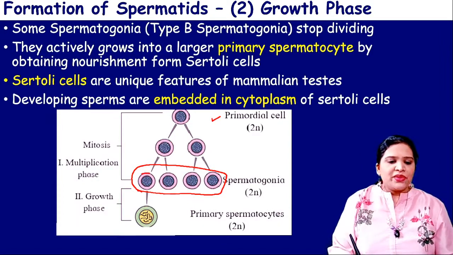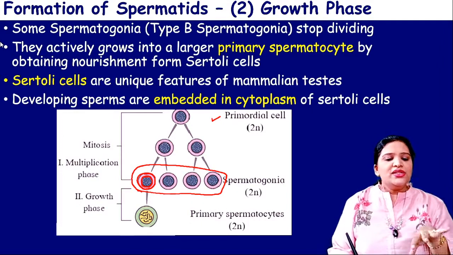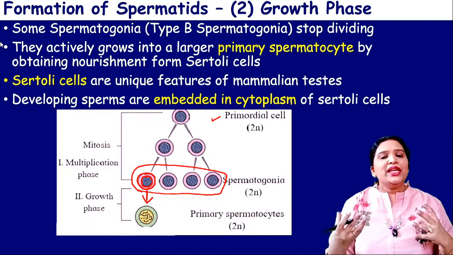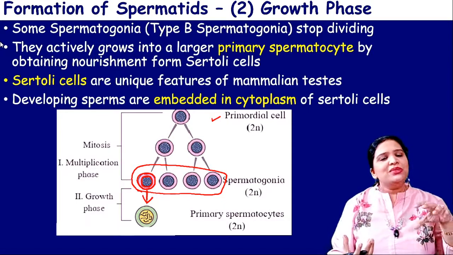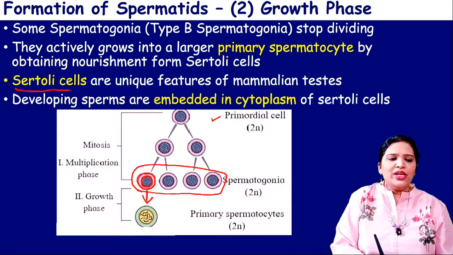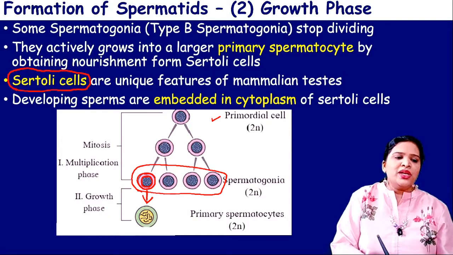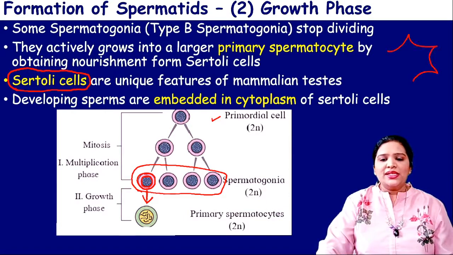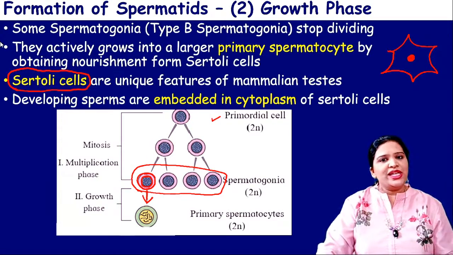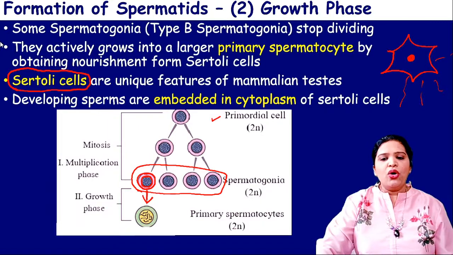Here half the number of cells, called type B cells, stop dividing and start growing. They increase in size. How? They take nutrition from the Sertoli cells. You know what a Sertoli cell is? When we studied the structure of the human testis, we saw a cell called the Sertoli cell. This is a very big cell which provides nutrition to the growing spermatozoa. Surrounding the Sertoli cells, all the cells develop.